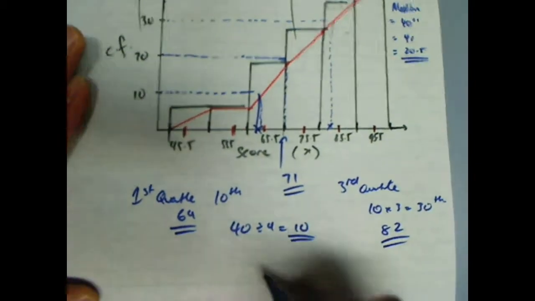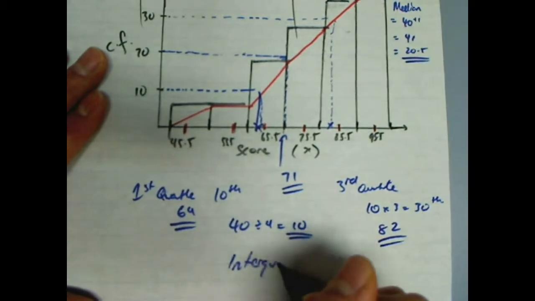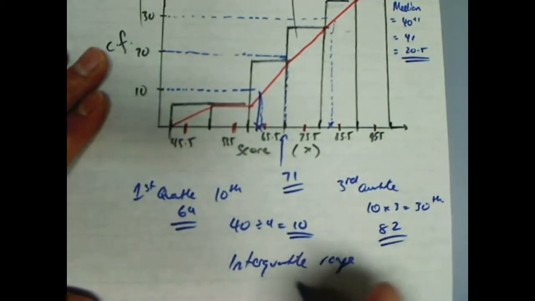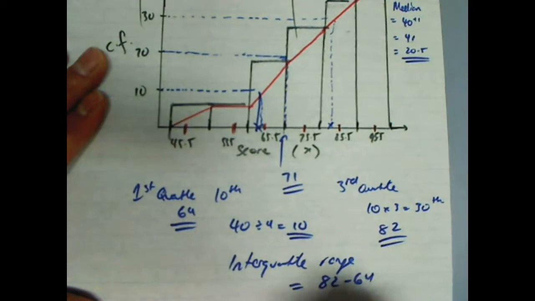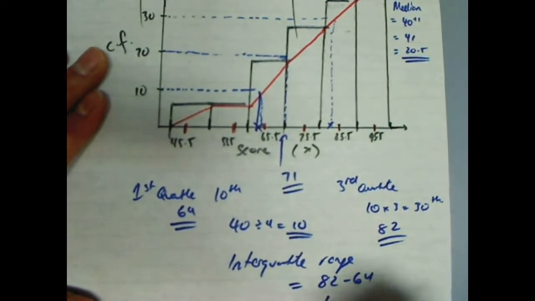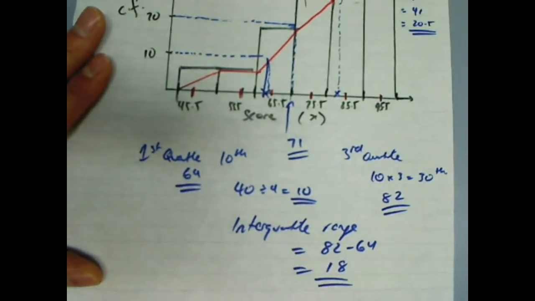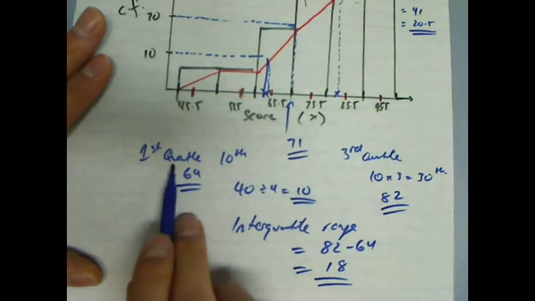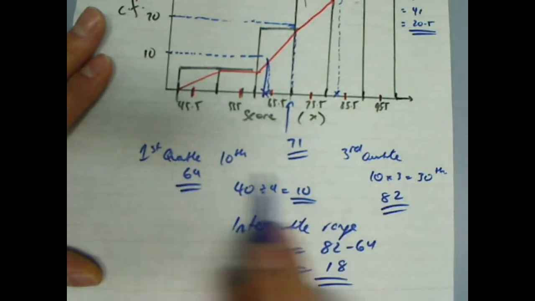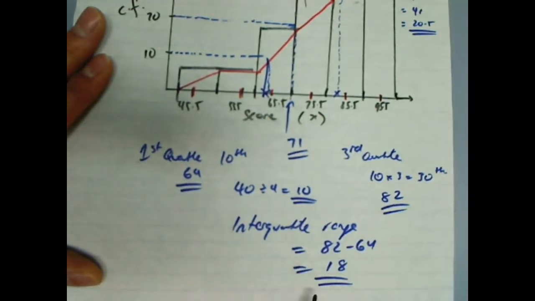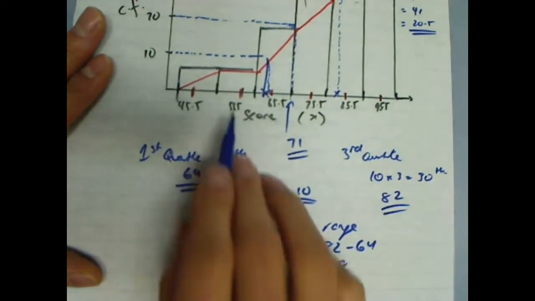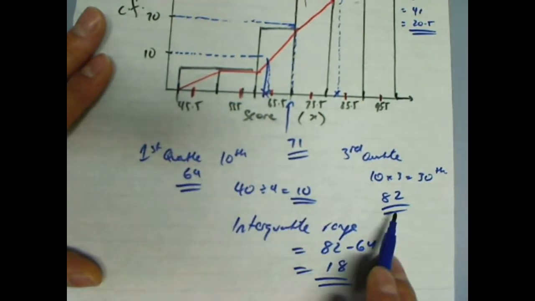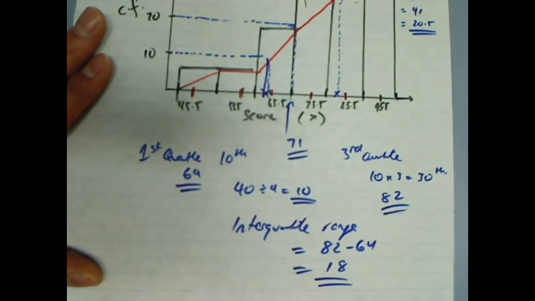Okay, so if I set this now, my interquartile range is just 82 take away 64, which is 18. That'll be fine, yeah? Yeah, interquartile range. So interquartile range is the difference between your third quartile and your first quartile. Yeah, it's in between. So that means my scores range from 64 to 82, about 50% of them.